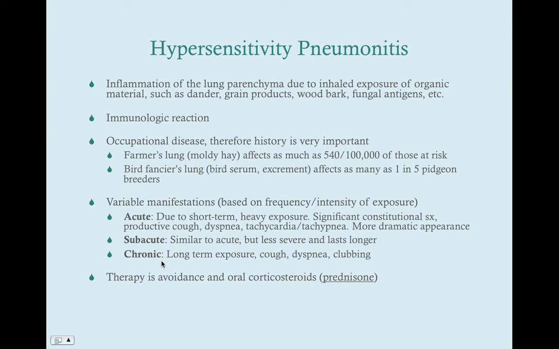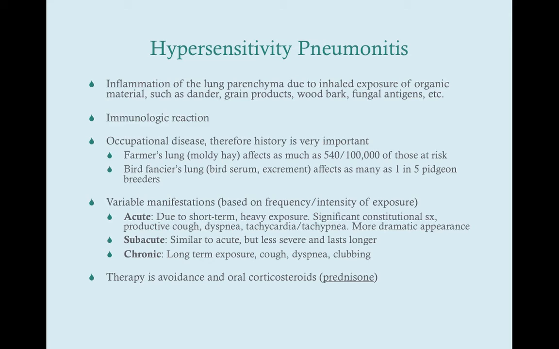So this is pneumonitis, pneumo meaning lung, itis meaning inflammation, and the inflammation is due to the immunologic reaction to these antigens, the moldy hay, bird serum and excrement, and so forth. So the patients you see the acute exposure in are people who haven't been doing this very long. People you see the chronic exposure in are maybe the guy who's 62 years old and he's been a farmer all his life, or the woman who's 50 years old and she's been working around birds since she was a teenager.